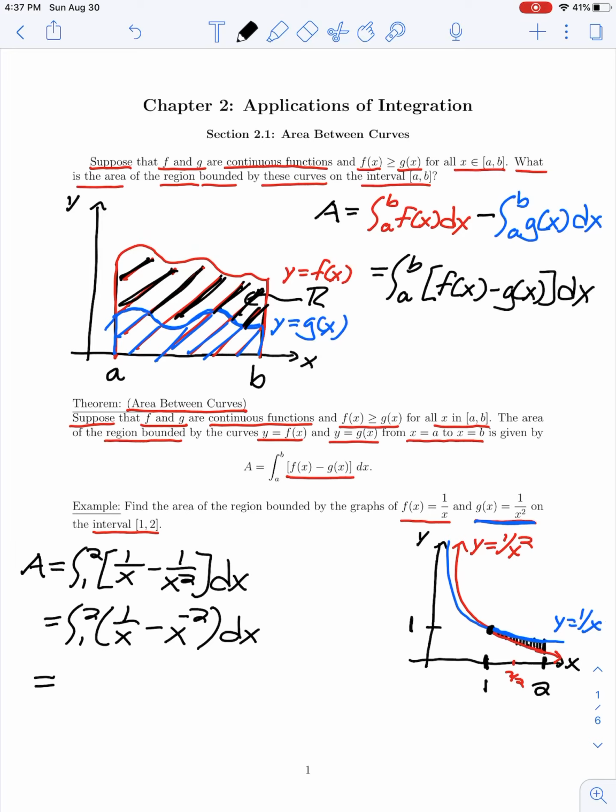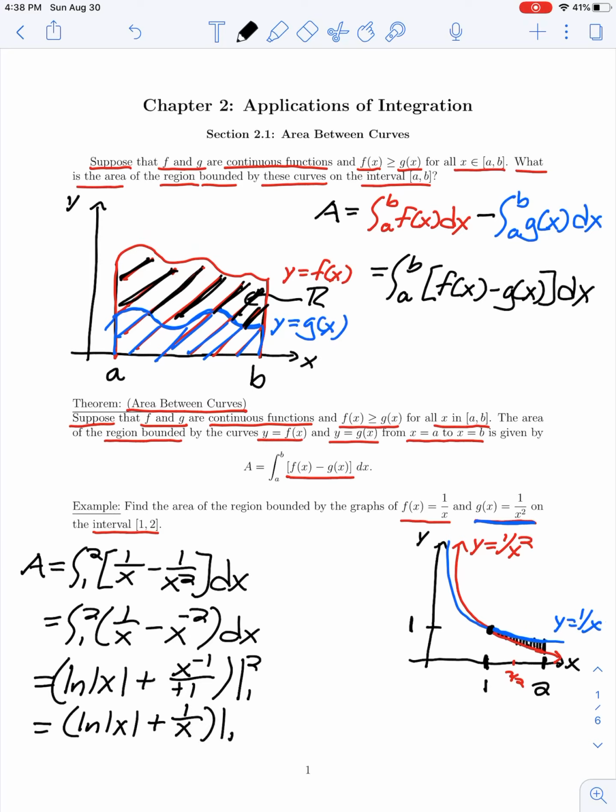We know the antiderivative of 1 over x is given by the natural log of absolute value x, and we are then subtracting the antiderivative of x to the negative 2, which would be x to the negative 1, and then we're dividing by negative 1. So here, since we're subtracting that negative, this will become addition. And then for our antiderivative, we are evaluating from 1 to 2. So rewriting this just a little bit before we substitute in, we have the natural log of absolute value x plus x to the negative first, which is the same as 1 over x, from 1 to 2.